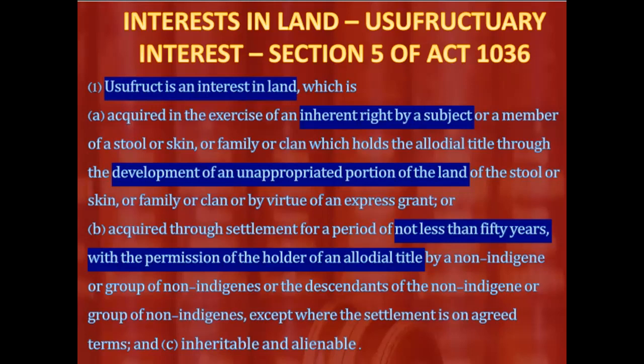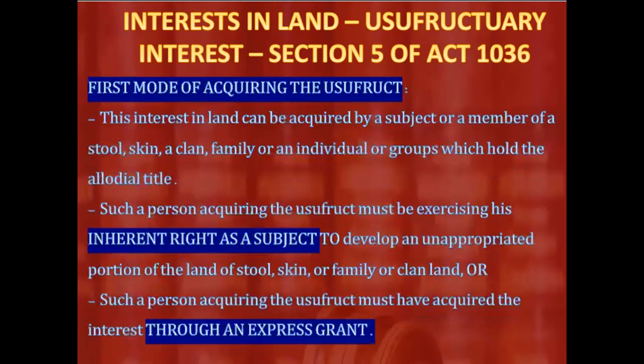Now, having read out section 5, subsection 1, let us proceed to discuss and see how we can distill the cardinal elements or characteristics of the usufruct as embodied in section 5, subsection 1. Remember, I had already mentioned that section 5 creates a situation whereby you can have a usufruct acquired by an indigent and the other that can be acquired by a stranger or non-indigent. So what can we know from section 5?